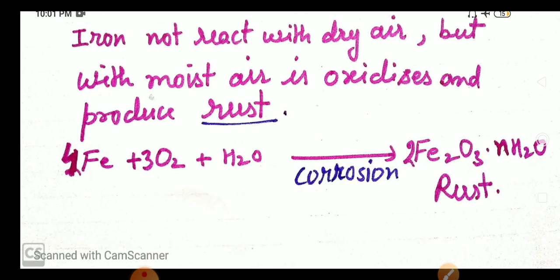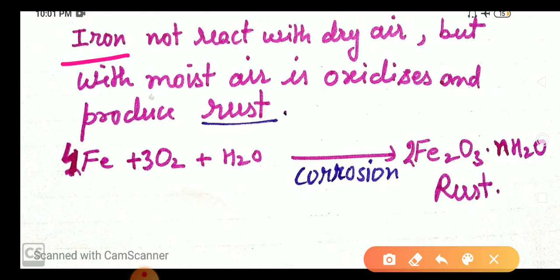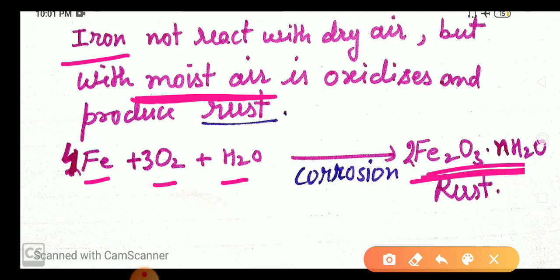The next is iron. Iron does not react with dry air. Iron is also a metal, but it does not react with dry air. When it comes in contact with moist air, it is oxidized and oxides of iron are formed. Now see this equation, which shows that iron reacts with moist air, meaning oxygen plus water, and forms a red-colored substance called rust, and the formula is Fe2O3.nH2O.